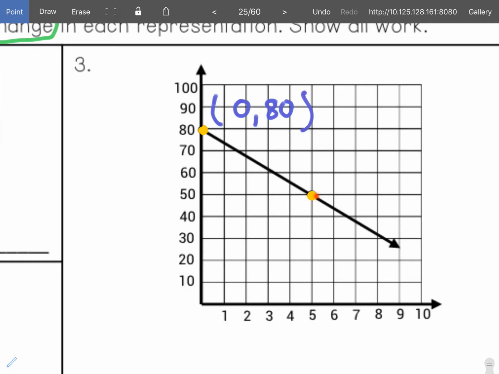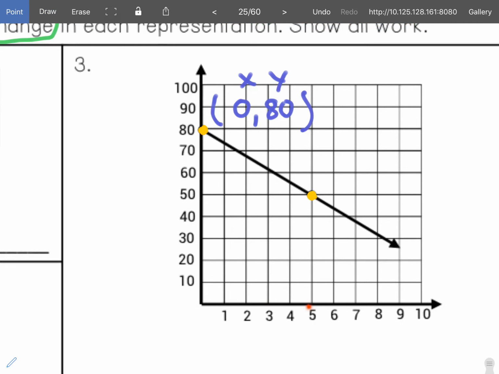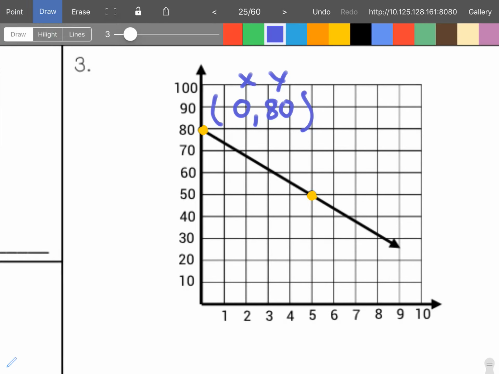And then for this dot right here, we're at 0, the origin, and we have to go 5 and then 50. Remember, with ordered pairs, your ordered pairs are always your x and then your y. So you have to go on your x-axis first before you can go up. All right, so your ordered pair for this one would be 5, 50.